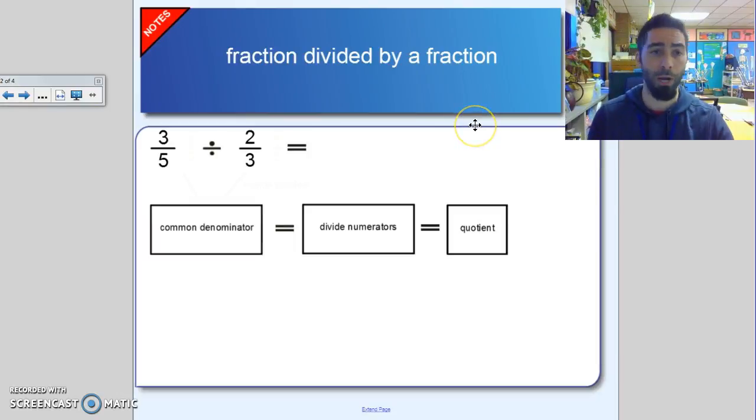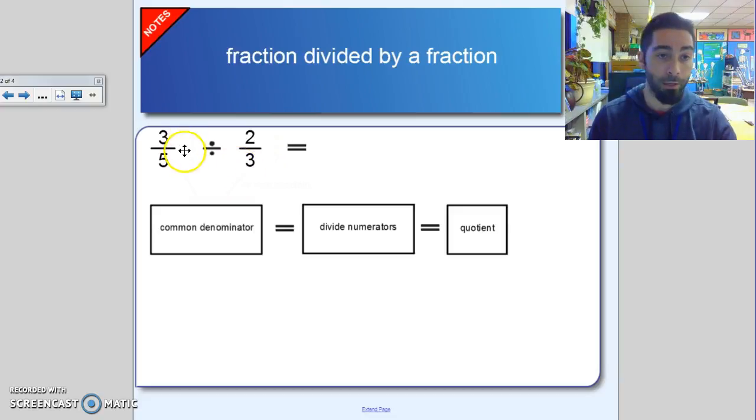Now I'm going to show you a practice one. So you're going to write this down, and you're going to practice along with me. So follow along with me when I'm dividing a fraction by another fraction. So 3/5 divided by 2/3. If I have this, I'm going to find a common denominator.